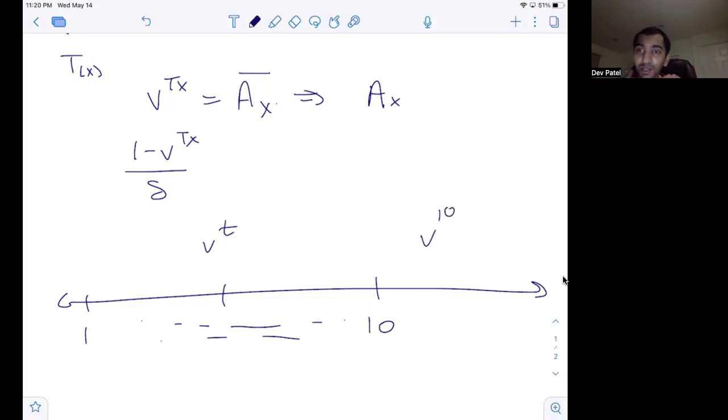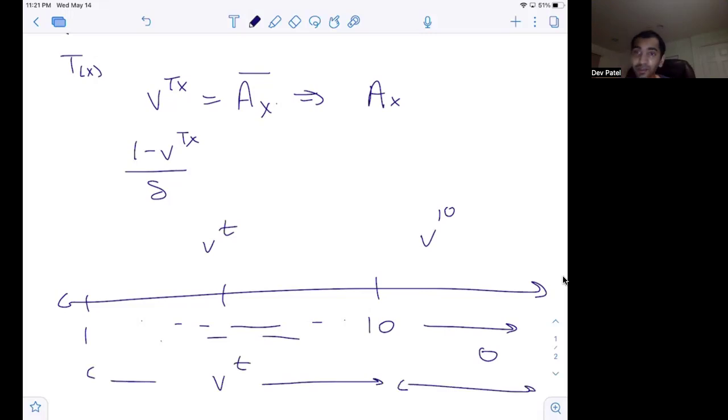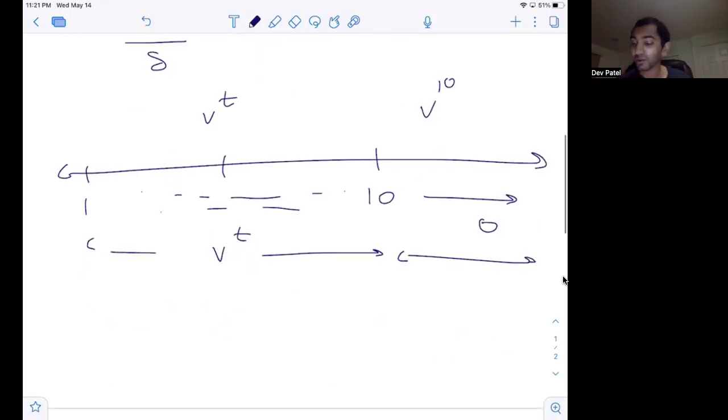Now, if we say term insurance, what that is referring to is that if they die at any point after 10 years, then that is going to be 0. And if they die any time between 1 and 10, that is still going to be v to the t. So there are different insurance types that we can model.